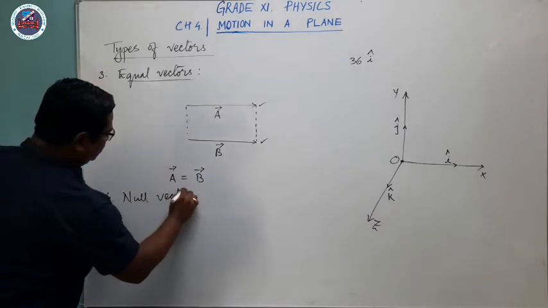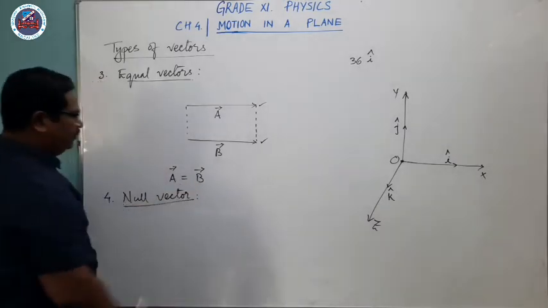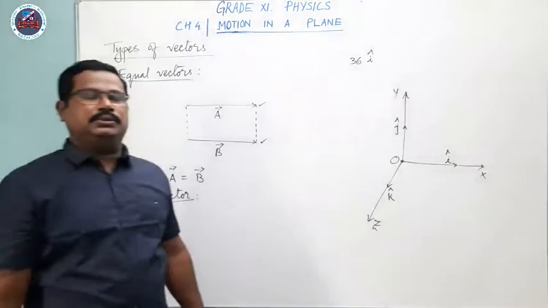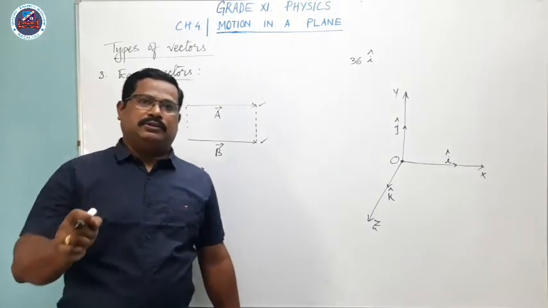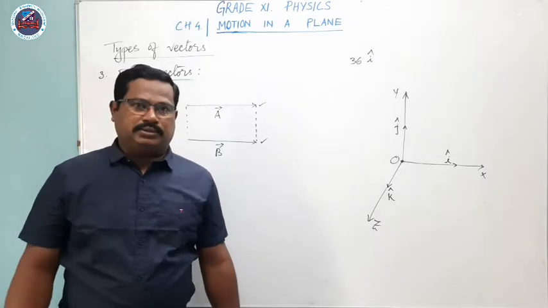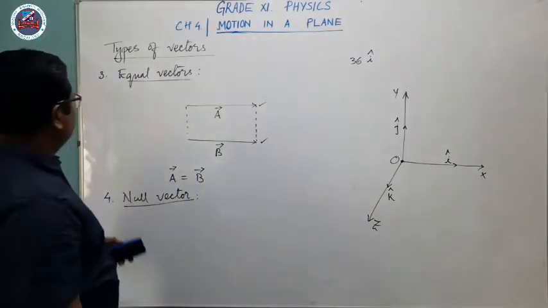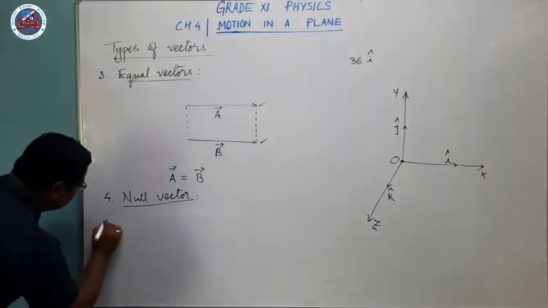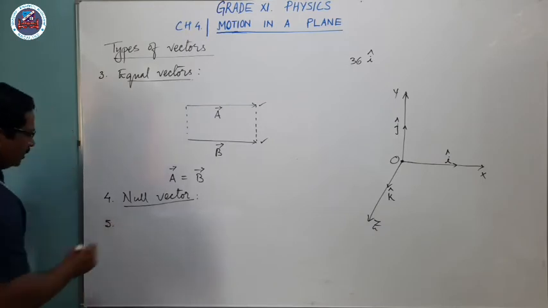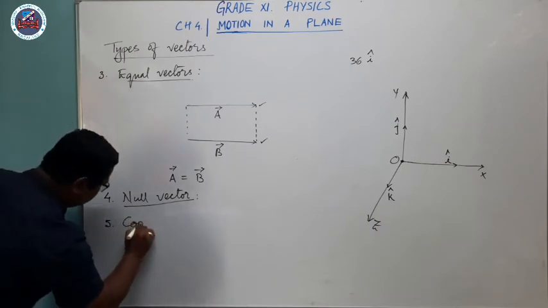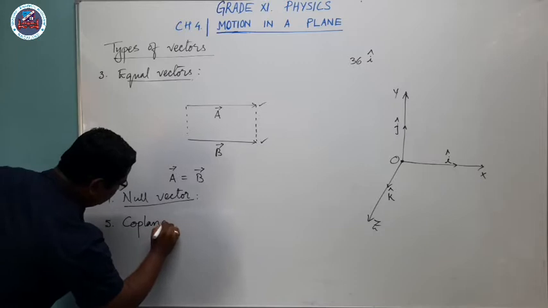The word null means zero. If a vector has zero magnitude, then we call it a null vector. Then let us see the fifth one, that is coplanar vectors.